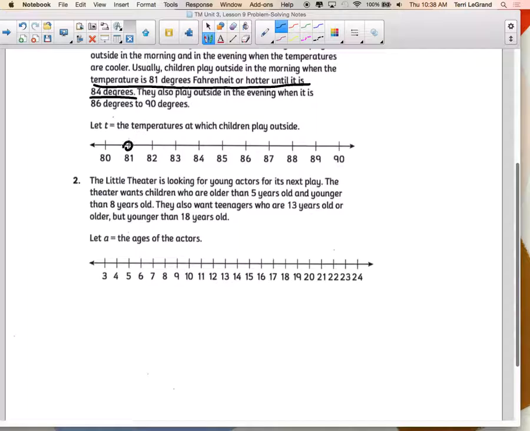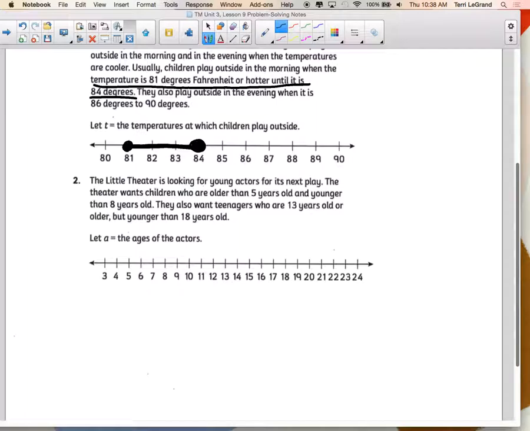So we're going to put a circle at 81. Should we shade that one in? Are they going to be outside when it's 81 degrees? Yep. So it says, and then or hotter, but let's worry about that after we do the 84 degrees. Are they going to be outside when it's 84 degrees? They are to begin with, and then they're going to probably go in, right? If it gets higher than that, then they would go in. So we would shade that one in also. And anything in between there should represent being hotter than 81, but yet they go in when it's 84 degrees.